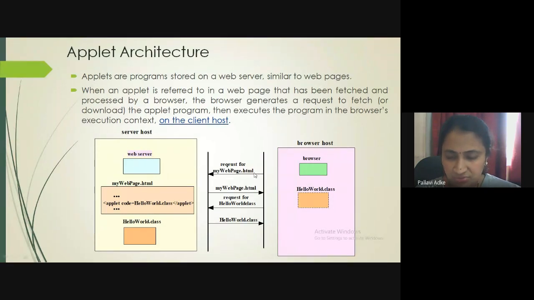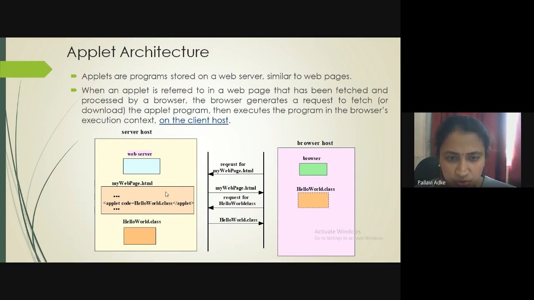So what is happening over here? This is one server. First, what will happen? Request for my web page.html. This is my browser. Suppose I have opened it over here, and I am sending one request to the server. Whatever HTML page we are searching for, suppose I have given the name my web page.html, we send the request to the server side. Now the server will find out where my web page.html page is.